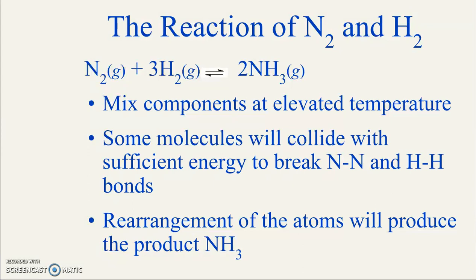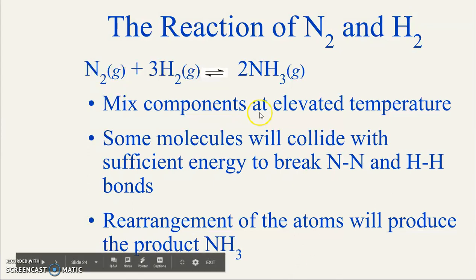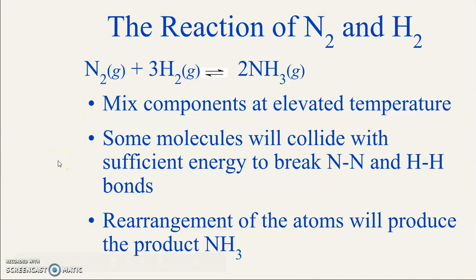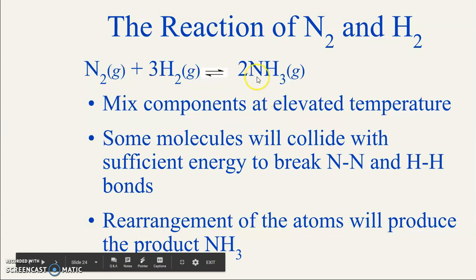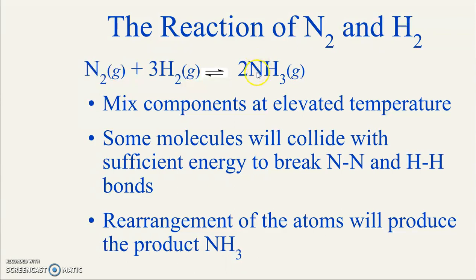So some molecules will collide with sufficient energy, enough to break the bond that's holding the 2 nitrogens and the 2 hydrogens together. And then when you break that bond and they recombine, because there is something for them to bond to, instead of bonding back to each other, nitrogen won't bond to another nitrogen, or hydrogen won't bond to another hydrogen. They will both bond specifically to each other, the nitrogen and the hydrogen. They won't bond to ones that are like themselves. They'll bond to each other to produce ammonia. But the key is, in order to make this reaction go, you've got to have it at an elevated temperature.